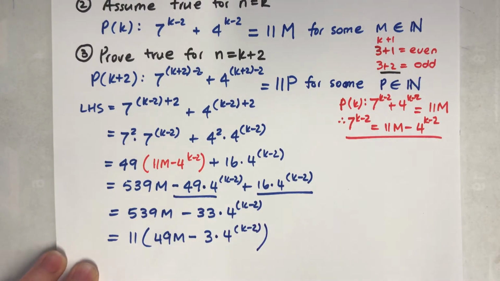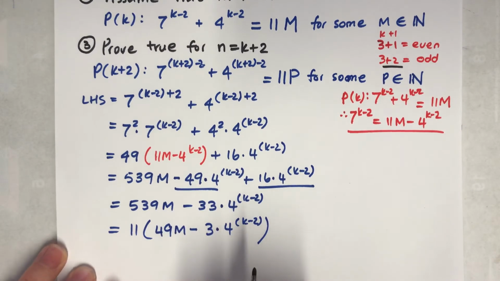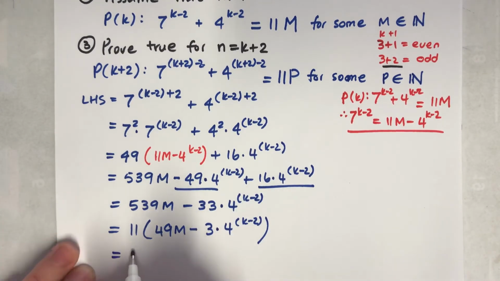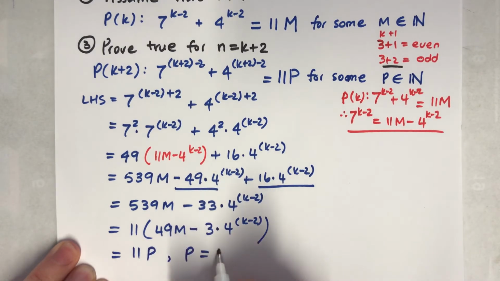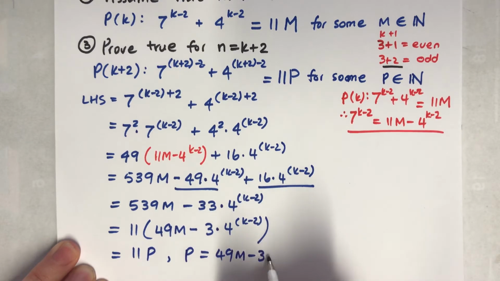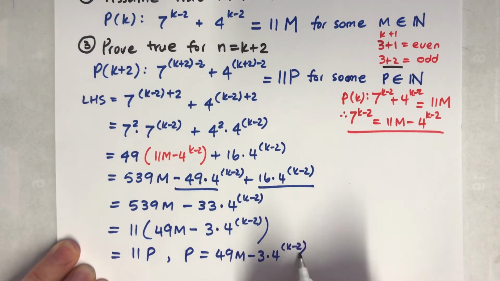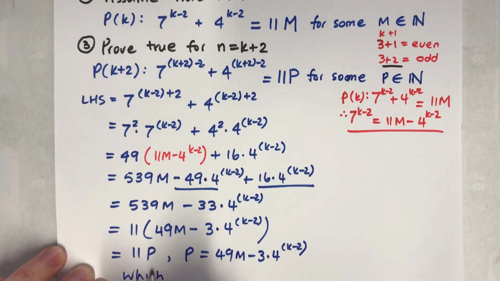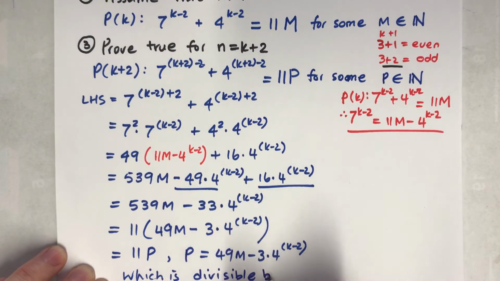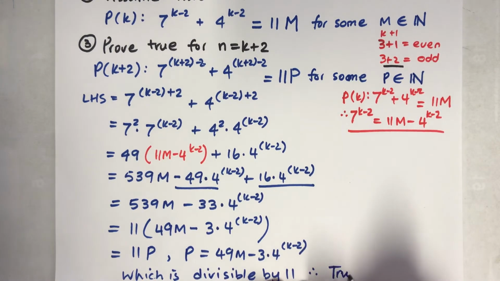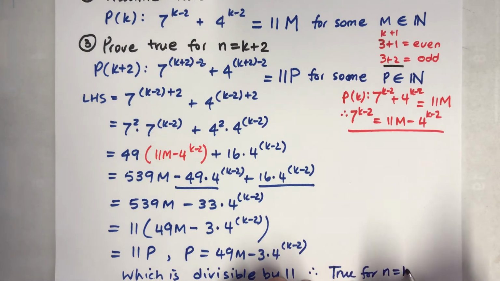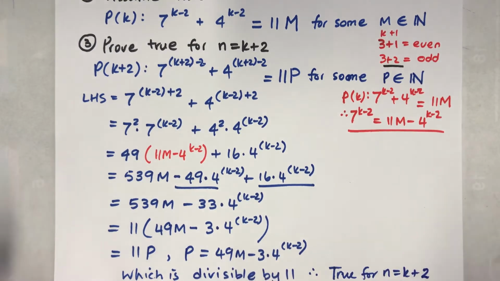Hopefully you understood what I just done. Okay, so if you don't understand, pause it, go back and think about it. Now I'm going to make P equals the whole thing here, k minus 2, which is divisible by 11. Therefore, P is true for n equals k plus 2. Make sure you put 2 there.